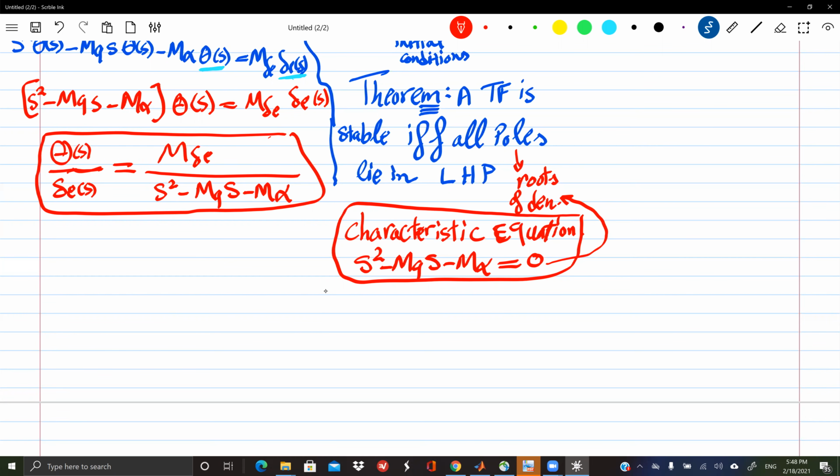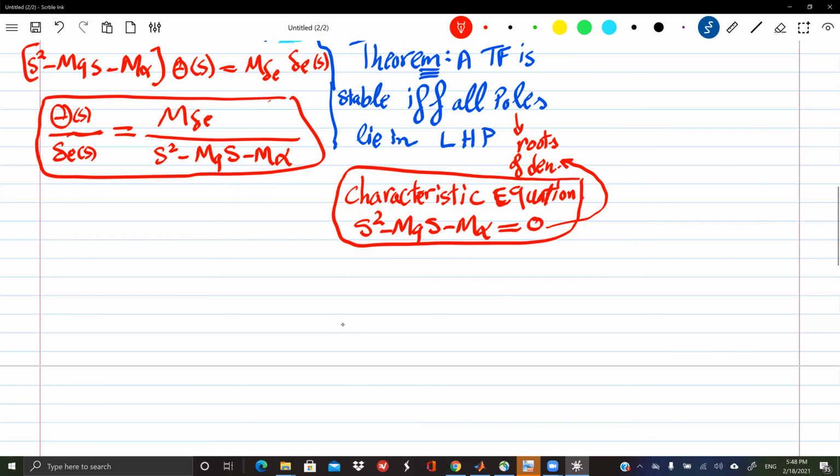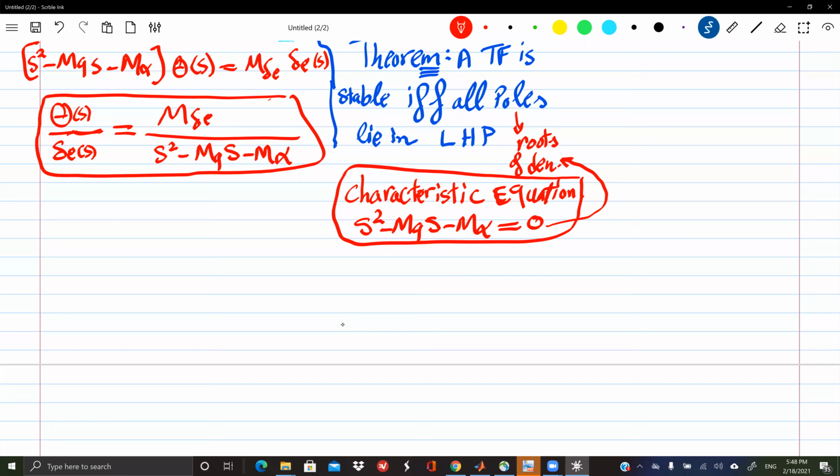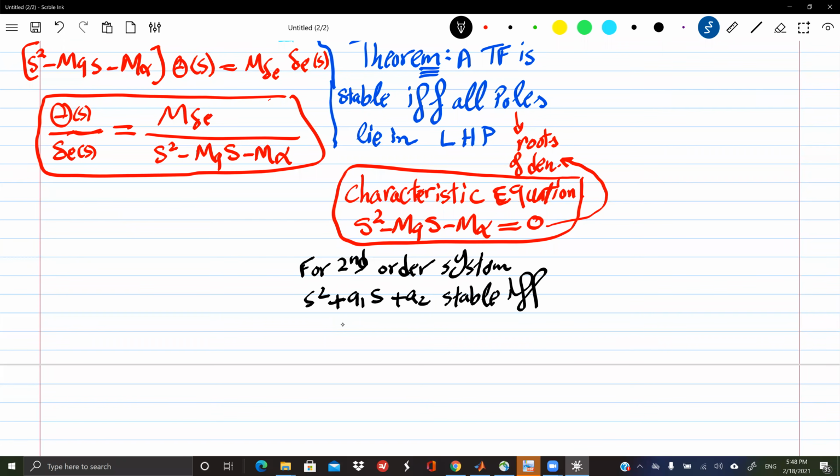Okay? Any question about that? Okay, so we need to solve this to get the S's, the poles, and see where they lie in the left half plane to get conditions for stability. Luckily, if I have a second order system like S squared plus A1 S plus A2, this is stable if and only if A1 and A2 are positive.